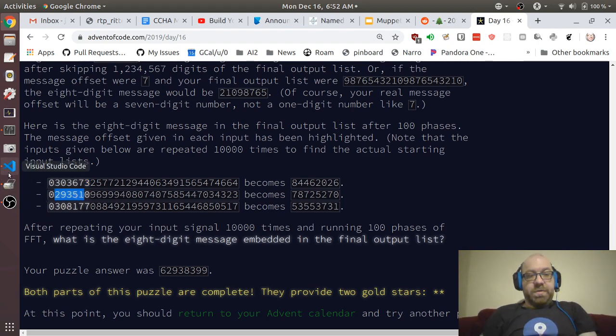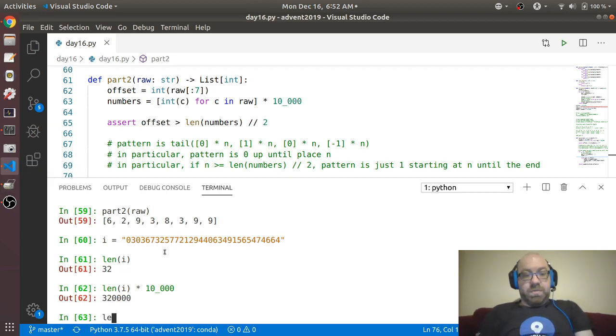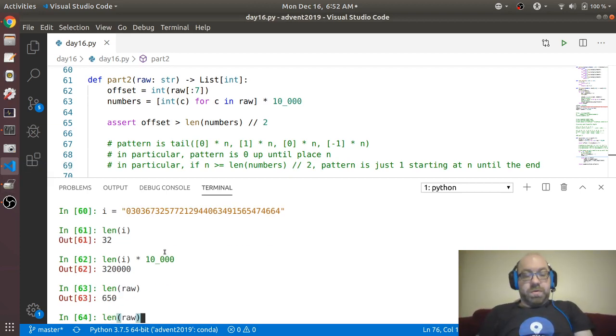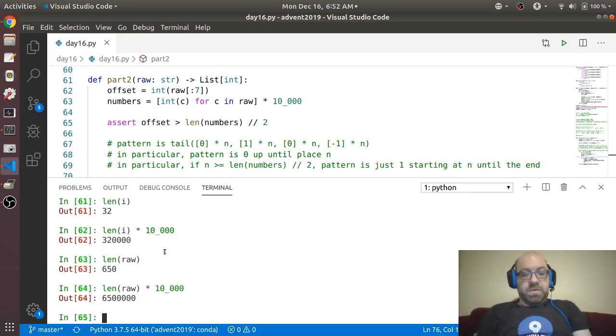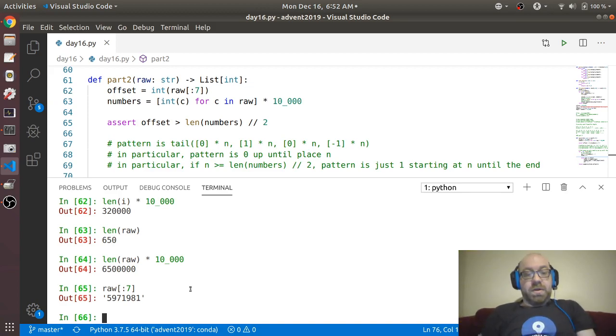And now if I go to my input, it's 650,000. So if I do that, it's like 6.5 million. And if I look at the first 7 digits, it's 5.9 million. So that's already saying I'm looking very close to the end again.